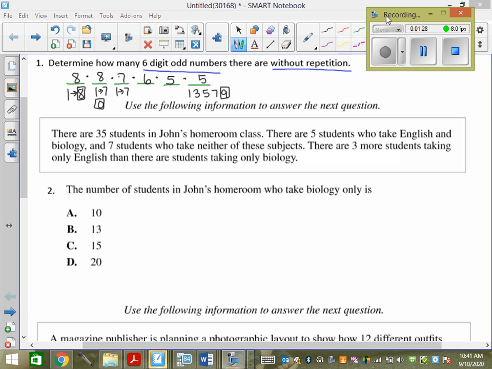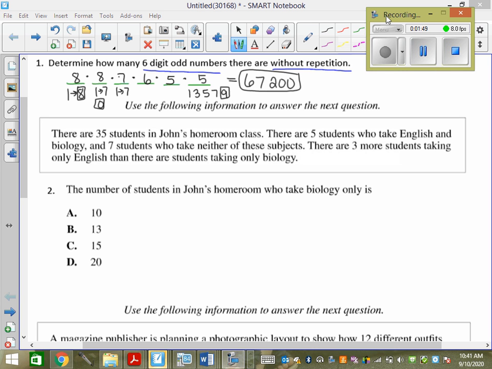And what does that get you for an answer? Grady, did you figure it out? Did you get the answer? 62,700 or 67,200. Perfect. All right. Number 2.